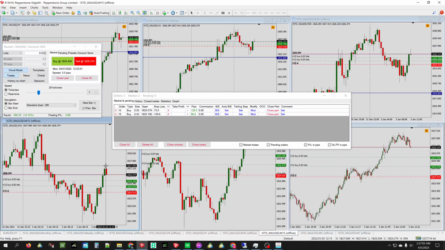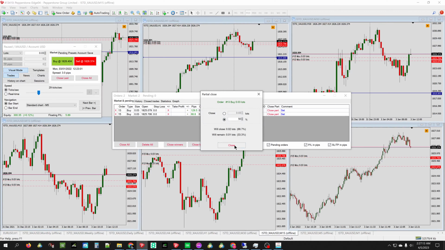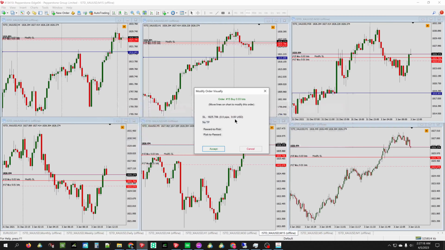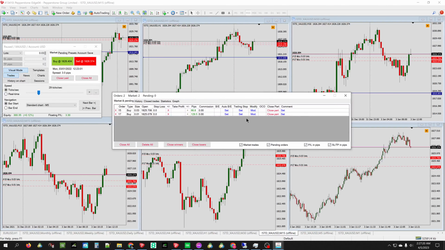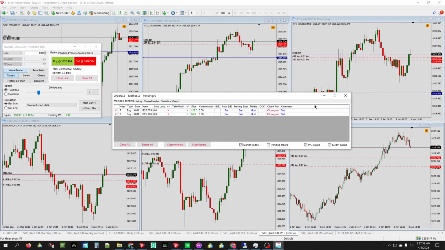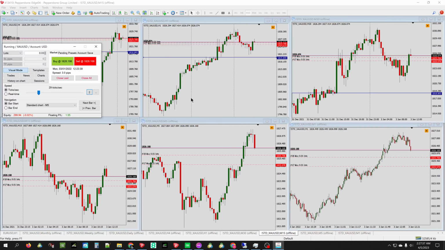I will again execute above this M15 candle. I will put break even to the rest of trades, and I will also take some profit out of this trade. And what is happening? I want to take some profit out of this trade. I want to close 50%. So yeah, that is now closed, and we will wait.